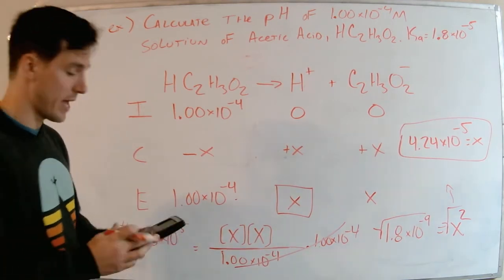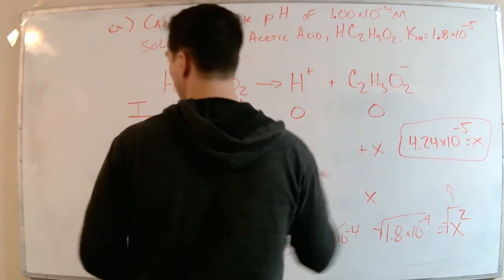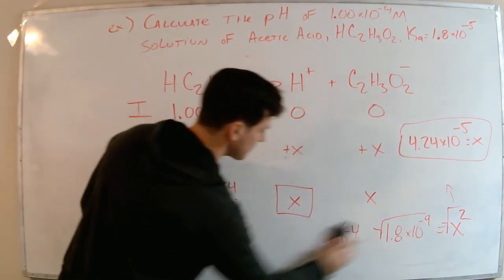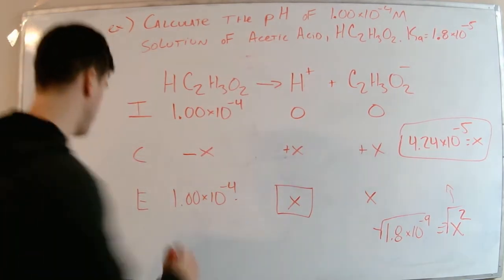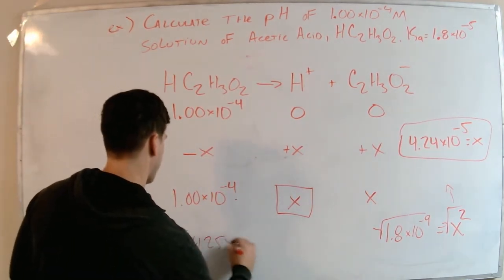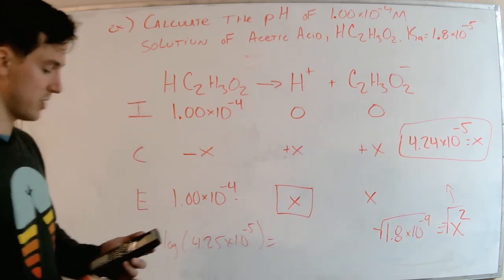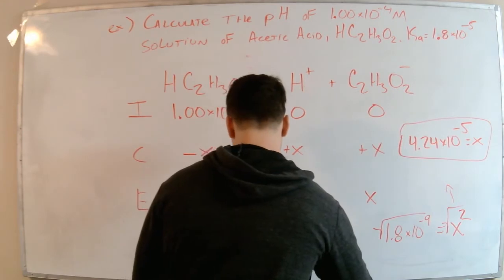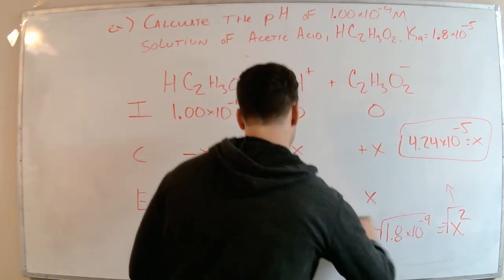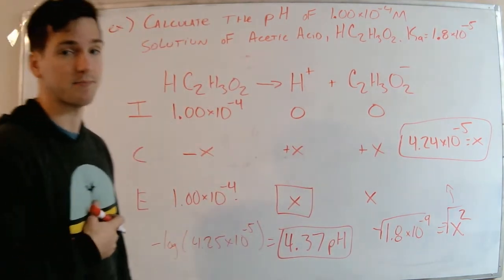So let's go ahead and negative log this guy. We are going to negative log 4.24 times 10 to the -5th, and that will give us our pH of 4.37. Okay, pH of 4.37.